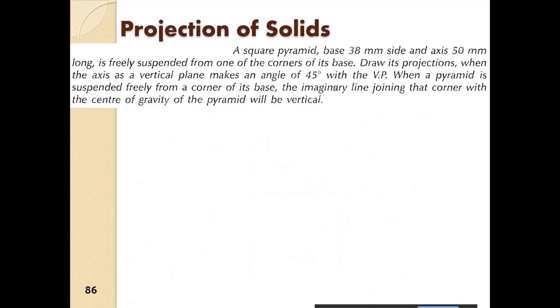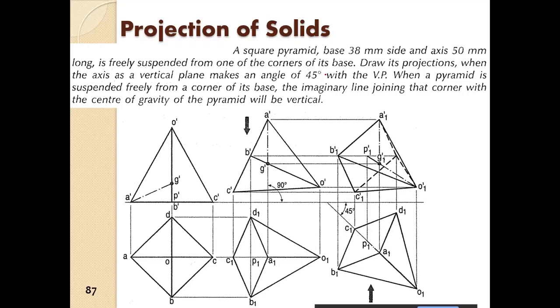A square pyramid, base 38 mm and axis 50 mm, is freely suspended from one of the corners of its base. Here one thing you have to notice: this is the centroid. For a square pyramid, the centroid is at 1/4 of its height. If it is suspended from this point, the line from that point to the centroid will be vertical, because of gravity.